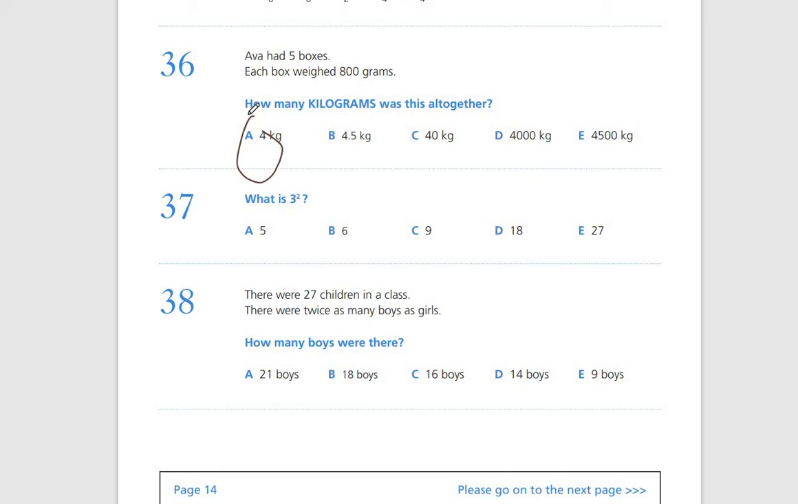37. What is 3 squared? 3 squared is basically 3 times 3, but cubed would be 3 times 3 times 3. But right now it's squared, so 3 times 3. 3 times 3 is 9, which is C.